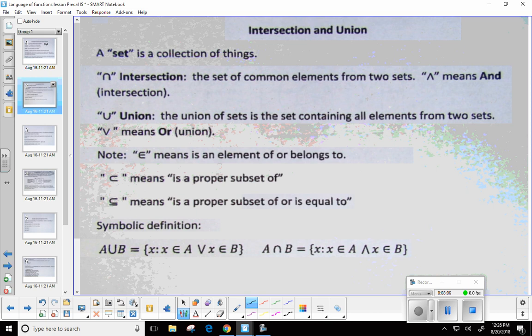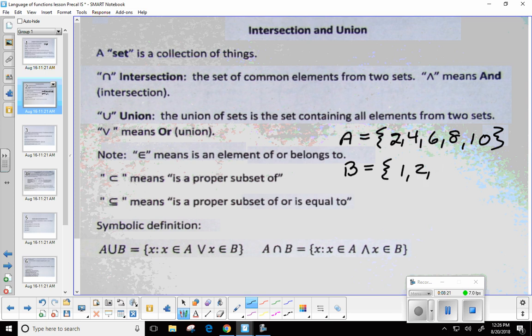Let me give you an example. Let's say set A is made up of elements, get this all right, 2, 4, 6, 8, 10. And let's say set B is going to be 1, 2, 3, 4, 5. So let's say I have 2 sets, just to kind of give you the basic idea. Now it can get a little more complicated than this, but we're going to start off at the basic level. Right, Nathaniel? Right. All right.